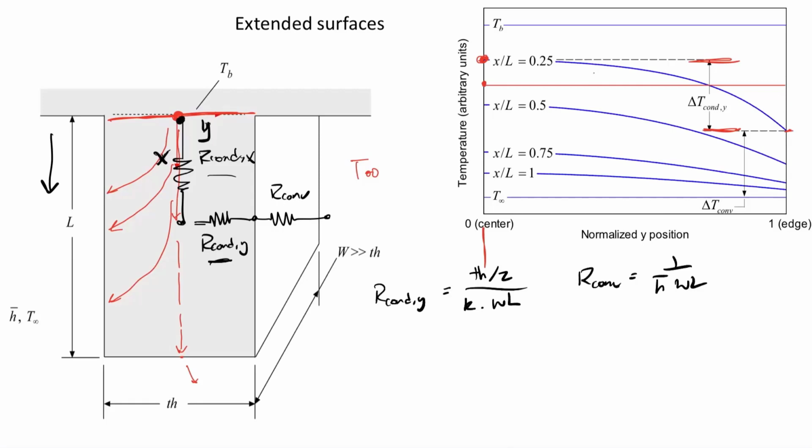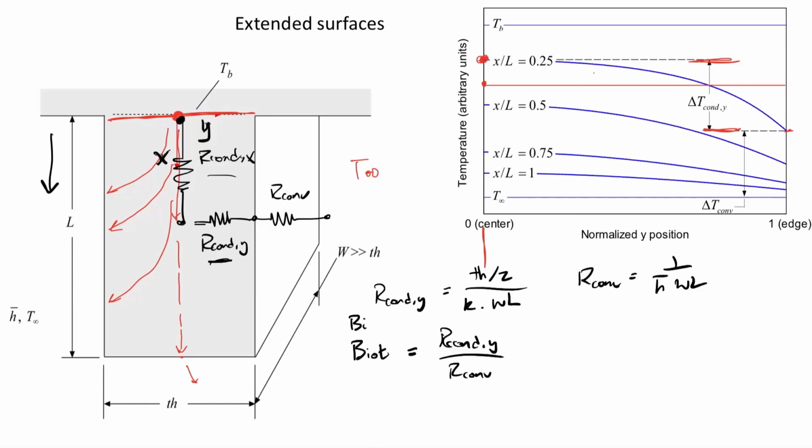Where is all the temperature drop going to have to happen? The temperature drop is going to have to happen in the resistance to the surroundings and that transfer to the surroundings. So we would say we want the ratio of our conduction in Y divided by our convection to be really small, right? And this has a name. This is called the Biot number, B-I-O-T, which is often referred to just as Bi. So Bi is equal to this ratio, right?